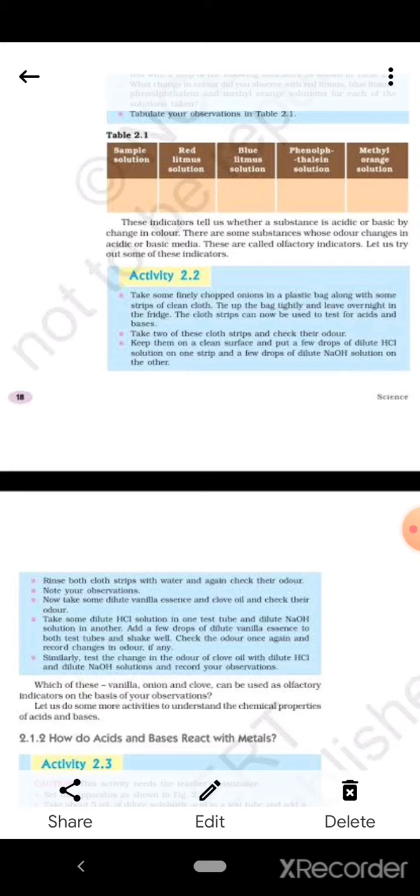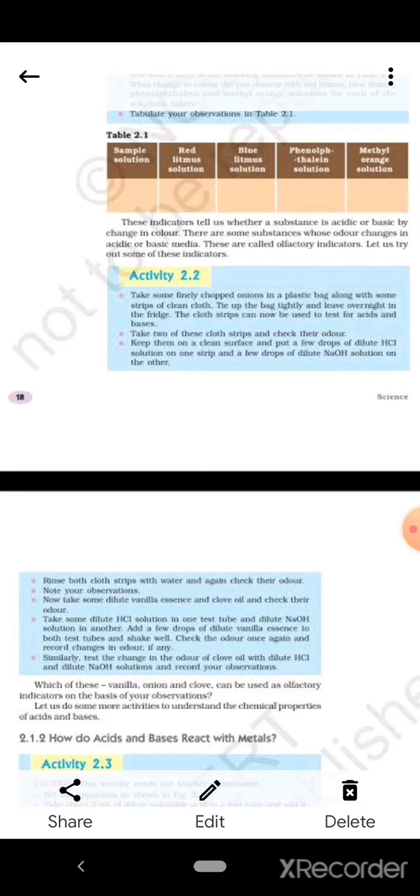You can also take in the next step some dilute vanilla essence and clove oil and check their odor. Take some dilute HCl solution in one test tube and dilute NaOH solution in another test tube. Add a few drops of dilute vanilla essence to both the test tubes and shake well. Check the odor once again and record changes in odor, if any.